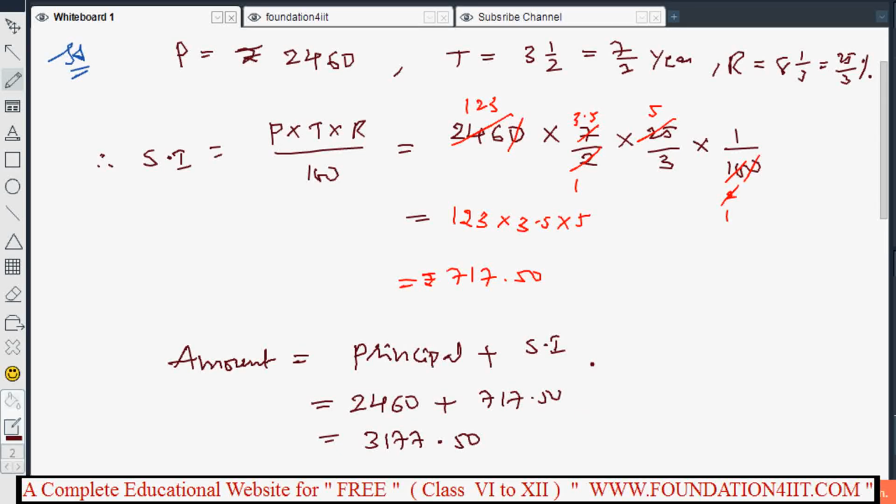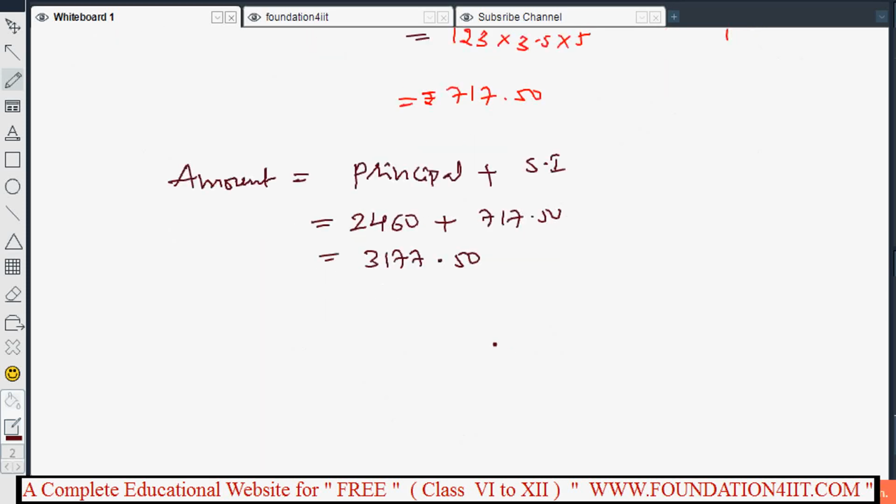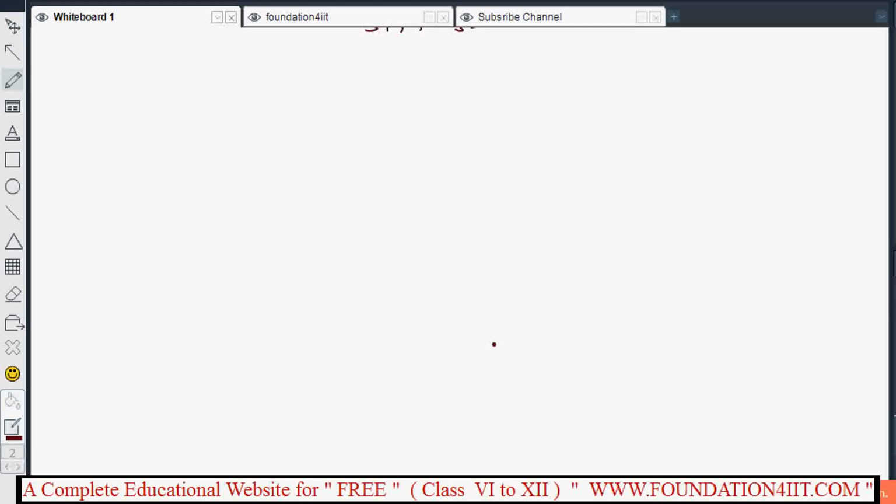So this way we can find out any data that is given. Now this is directly the time is given in years. Now let us see one more question. If they give the time in days.